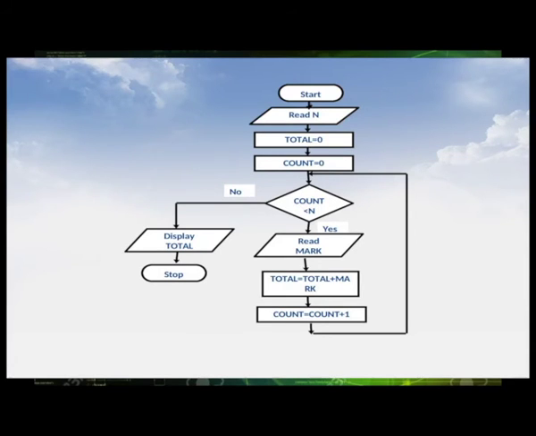If the count has reached n, then we stop. That means we have finished adding n marks. Then we say what is the total. Finally, we stop the flowchart.